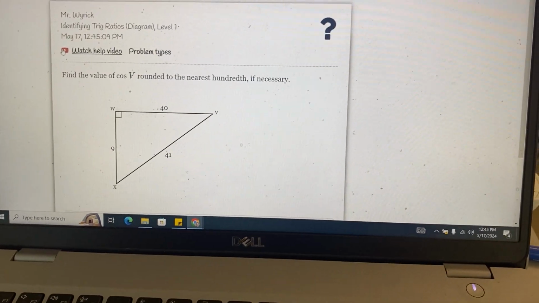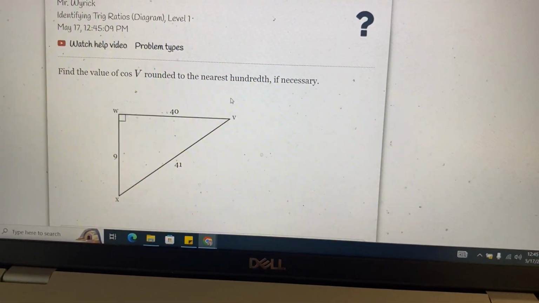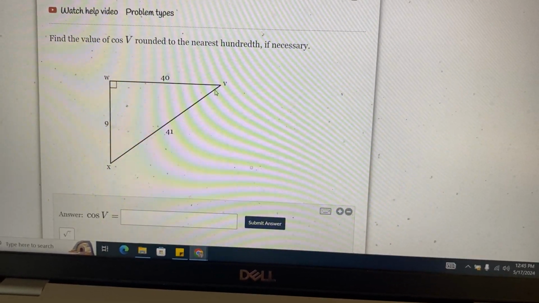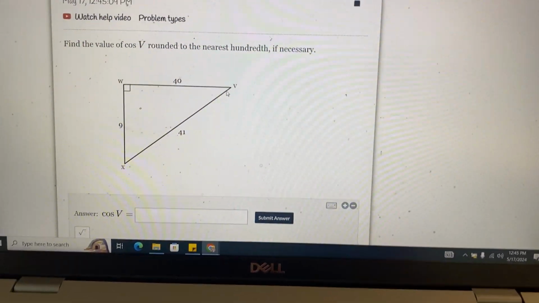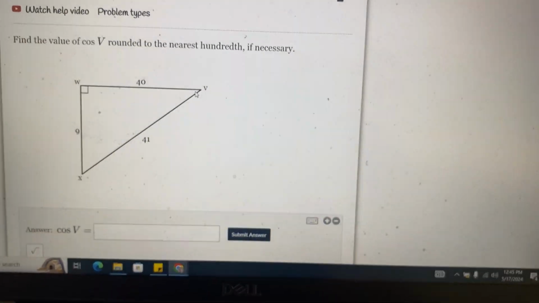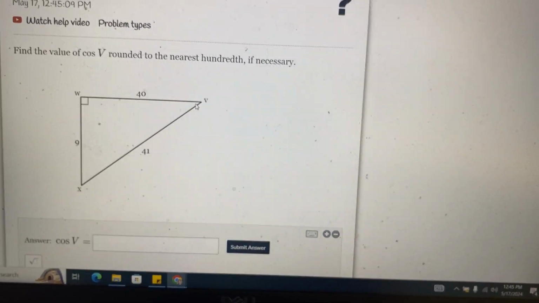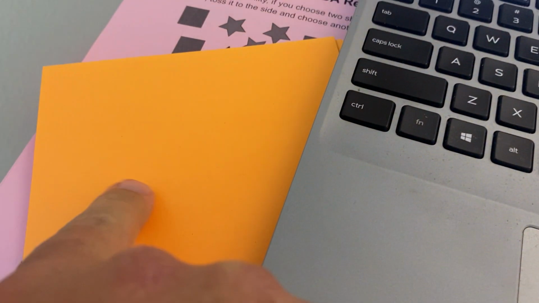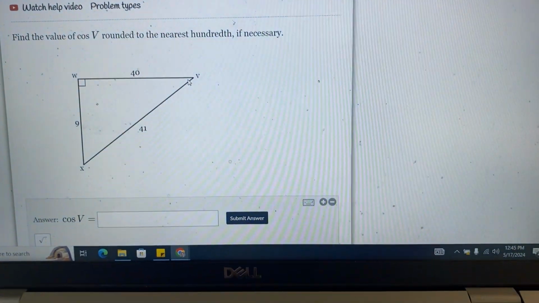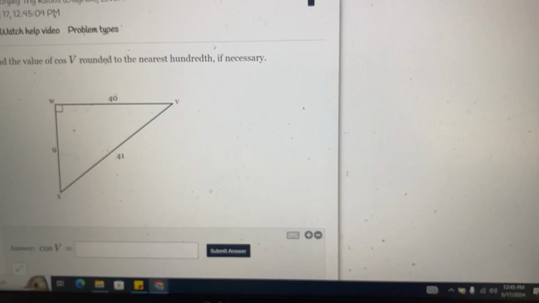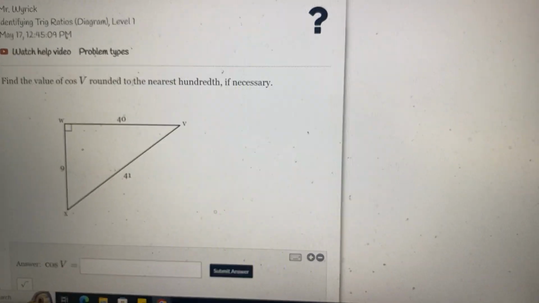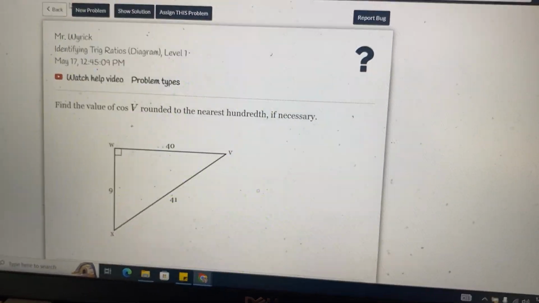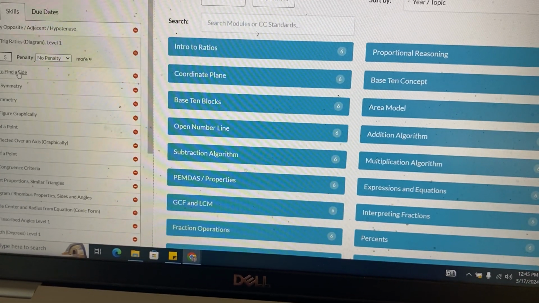Identifying the trig ratios, the value of the cosine of V. This is a similar kind of thing. Here's V. Cosine is adjacent over hypotenuse. Sine is opposite over hypotenuse. Tangent is opposite over adjacent. I would write those all on your orange cheat sheet so you know what's going on. Make sure if it says rounded to the nearest hundredth or as a fraction in lowest terms or whatever, that you're putting the answer correct, but there's nothing too crazy to go back over there.